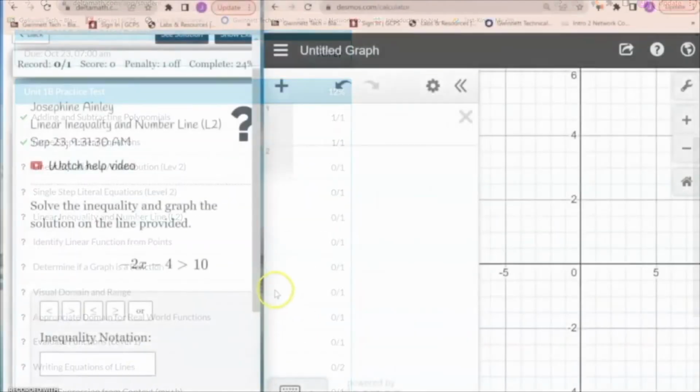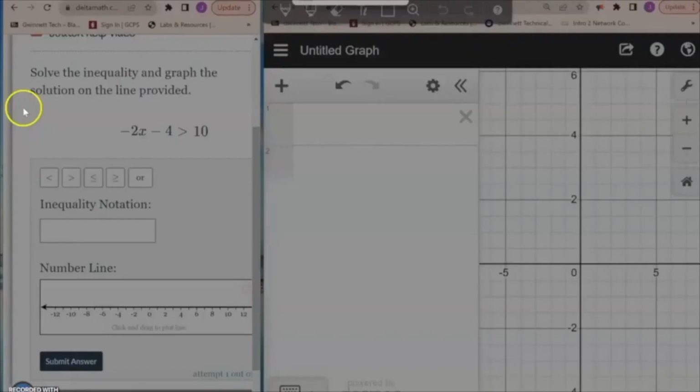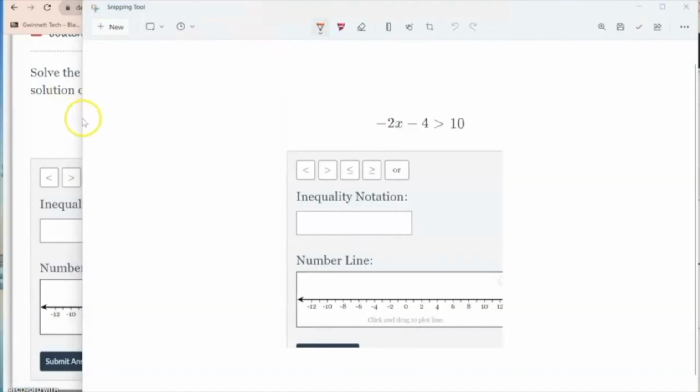All right, go back. So this is the question. It says solve the inequality and graph the solution on the line provided. So once again, I'm just going to copy the question down really quickly. So copy the question down.